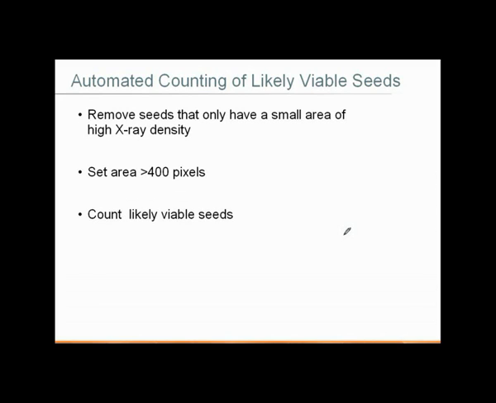We then want to just count the ones that are more likely to be viable. So in that case, we want to remove seeds that only have a very small area of high X-ray density. In this case, samples that had less than 400 pixels we were going to reject. You can also, rather than measuring this in pixels, measure in millimeters squared or centimeters squared, whatever your favorite unit is, because the system is fully automated. It knows what field of view you're at, it knows the number of pixels in the camera and the binning state, and therefore it knows the area.